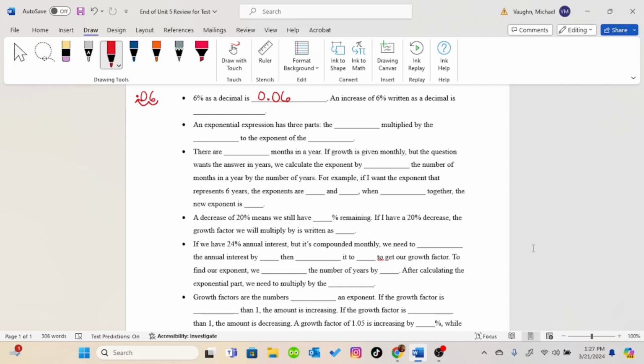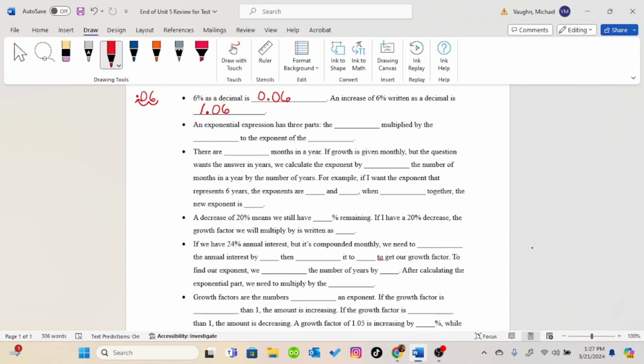Next, an increase of 6% written as a decimal is. Remember when we did practice problems where we said we were doing a percent increase? We said that we needed to multiply by 1 to maintain the current amount, and then we needed to add in the increase. So if I have a 6% increase, then my growth factor would be 1.06. So you need to understand how to do this.